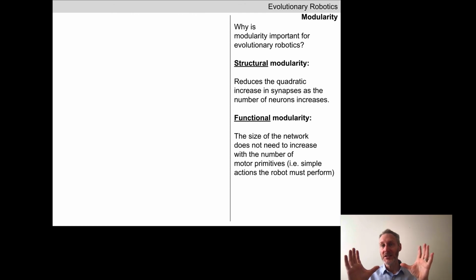When we were looking at CTRNNs, we had exactly that connectivity pattern. We had full connectivity. That means if we have a CTRNN with 10 neurons, and then 20 neurons, and then 100 neurons, as the number of neurons, or the number N, is going up, the number of synapses is going up with N squared. That is not a very scalable solution.